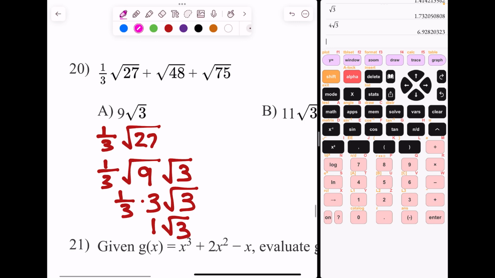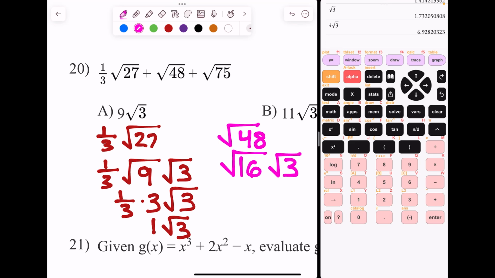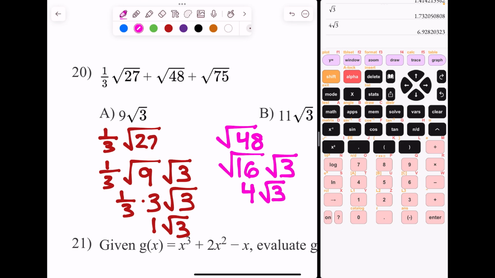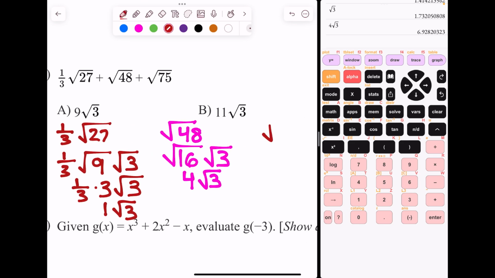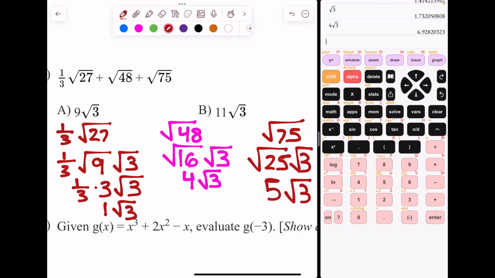Okay, now let's look at the square root of 48. We could separate 48 into 16 and 3. The square root of 16 is 4. Leave square root of 3 alone. And let's look at the square root of 75. That would be 25 and 3. The square root of 25 is 5. Leave square root of 3 alone.